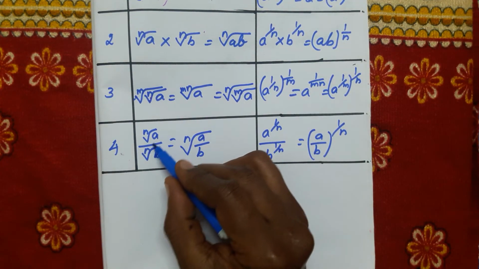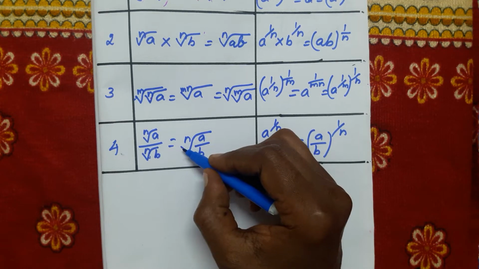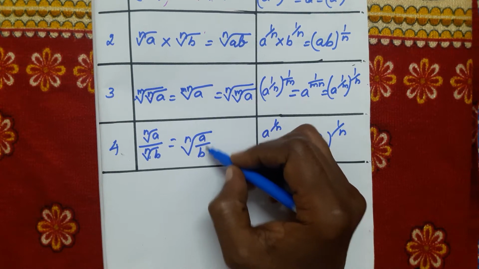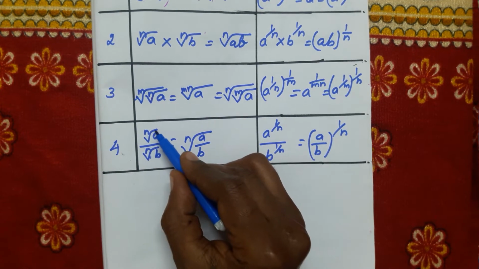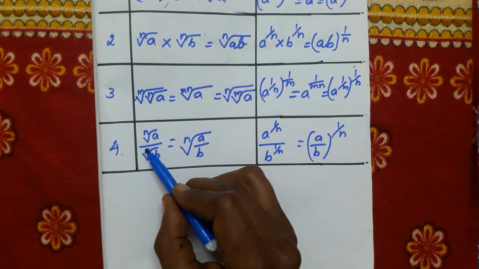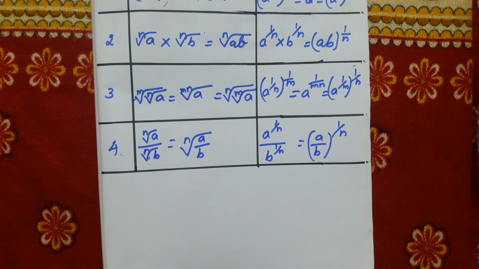Next, nth root of a by nth root of b, the order is the same. It's equal to nth root of a by b. In index notation, a power 1 by n by b power 1 by n is equal to a by b, the whole power 1 by n.